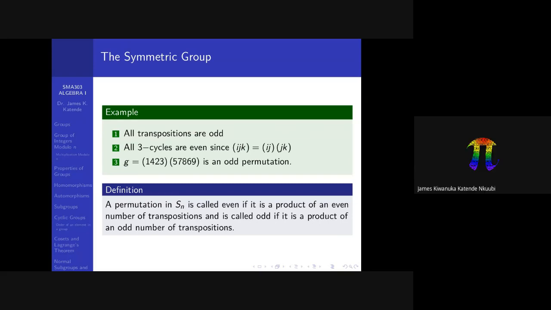Excuse sir. In writing those transpositions, like for number 2, all 3-cycles are even. In case you write them, is there a difference when you write (k j) and (j i), or are they supposed to be in that order? You will get a different permutation. Remember, we have only said the ones that commute are disjoint cycles. These cycles are not disjoint. You see, they have an element in common. J is here and J is also here. These ones are not disjoint, so they will not commute. So changing the order will give you a different product.